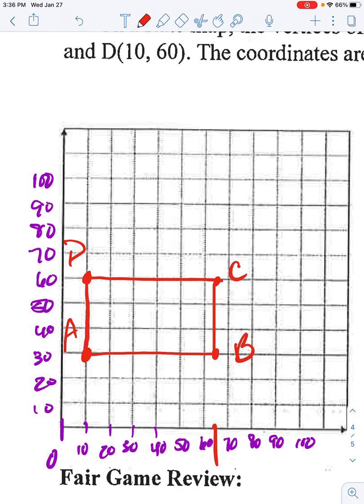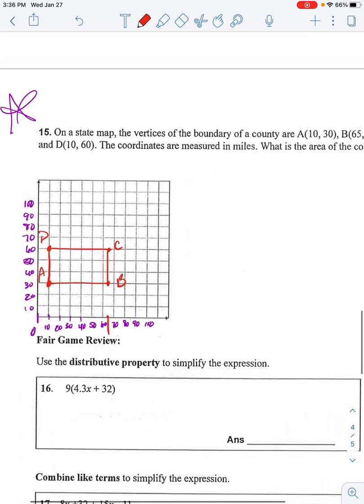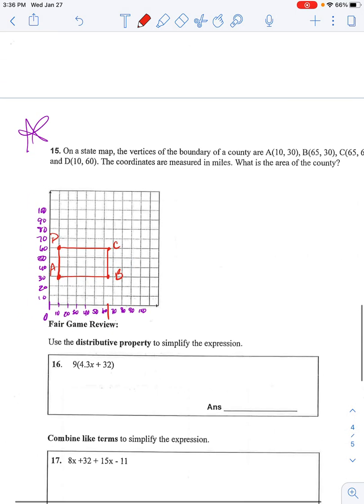So you need to label them A, B, C, D. And make your shape, connect your dots. What is the area of this county?